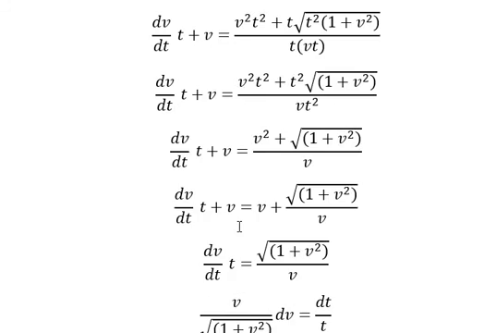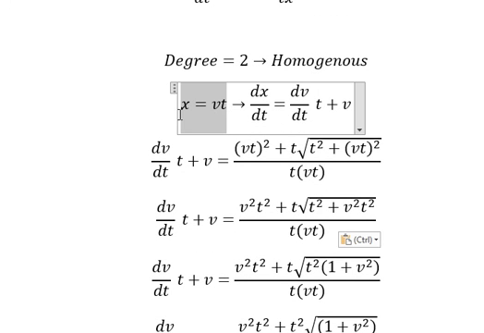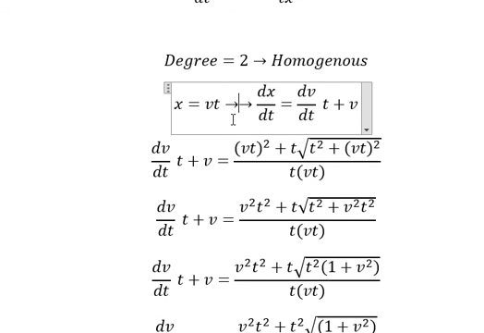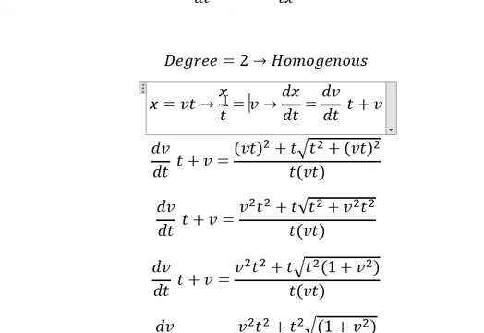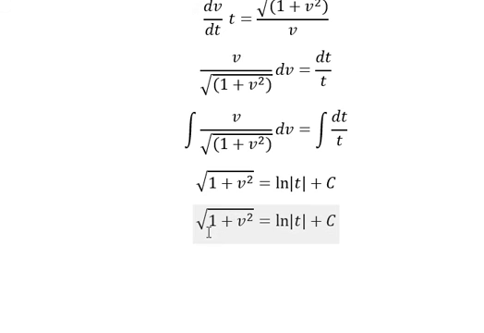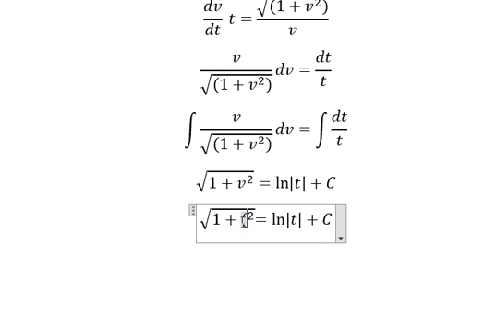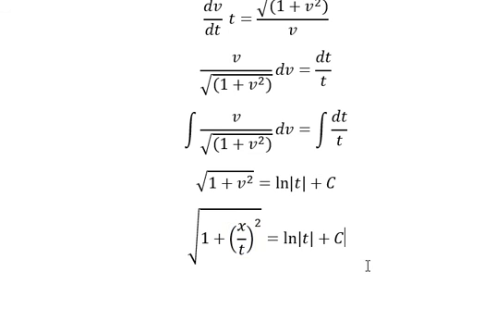For v, that is this one. So we divide both sides by t. So we put this one to replace v. And this is the final answer. This is the end.